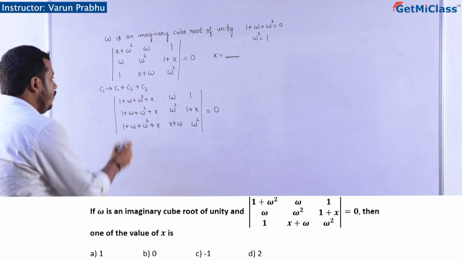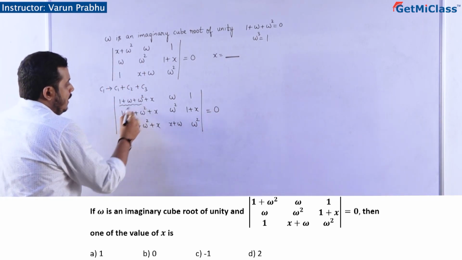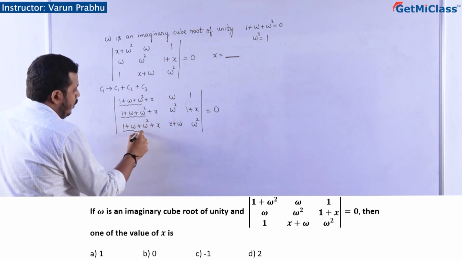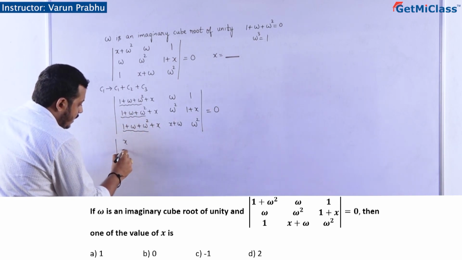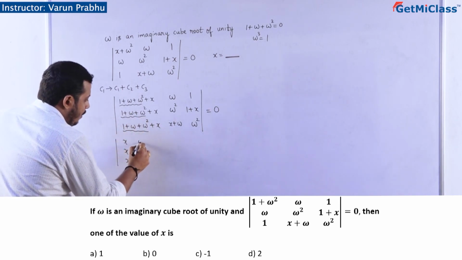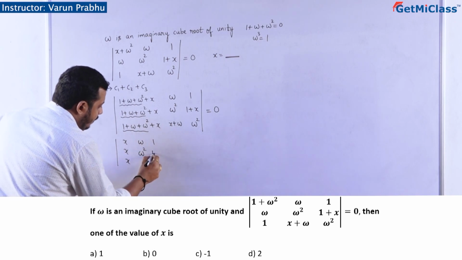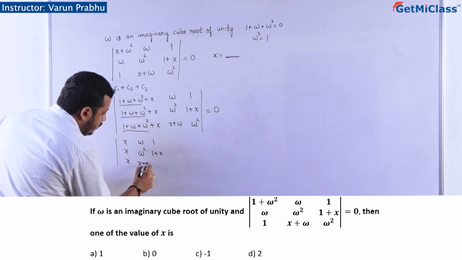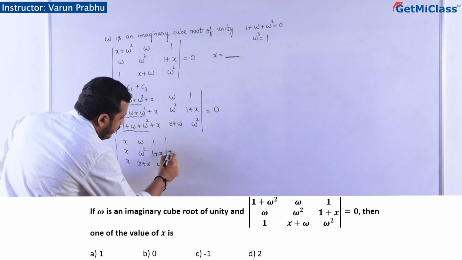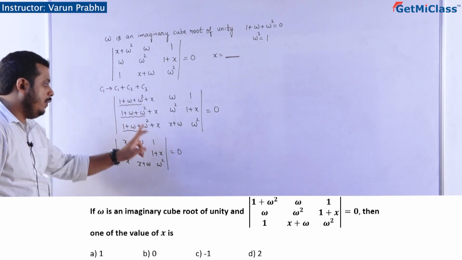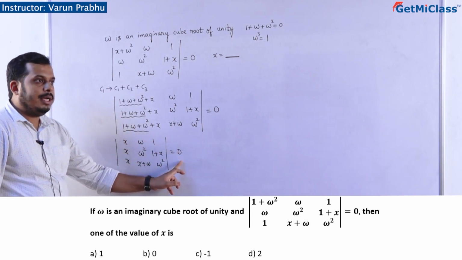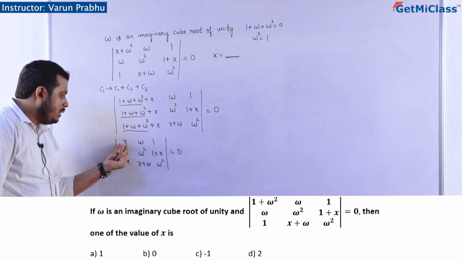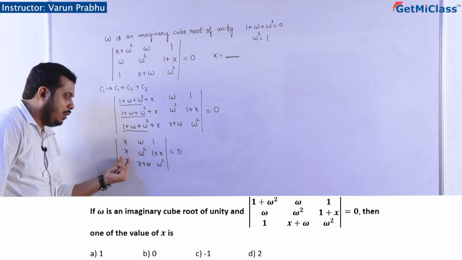Now if you clearly see, 1 plus omega plus omega square is 0, right? This we know. So we can write here x, omega square, 1 plus x, and x plus omega and omega square should become equal to 0. Carefully see, if the value of the determinant should become equal to 0, it is possible only when x takes the value equal to 0, right?